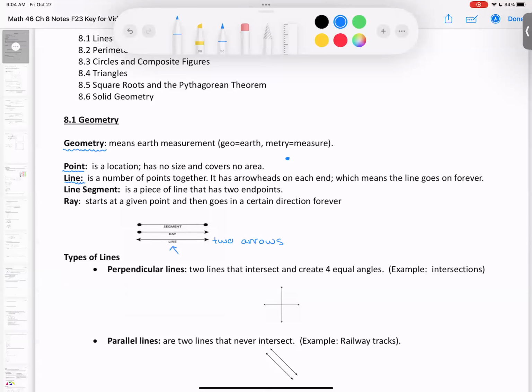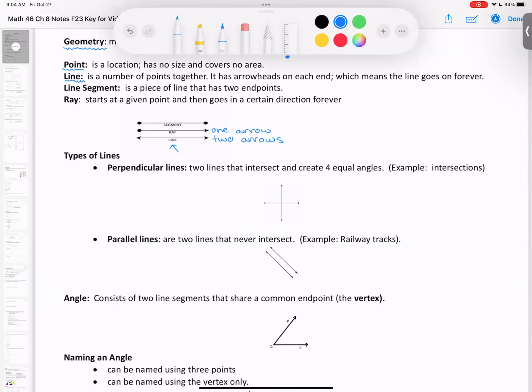A ray has one end. So this is a ray here. We have a point on one side, like an endpoint, and then we've got an arrow on the other. So it's going off to the right forever. And a line segment is a chunk of a line that has two endpoints. So no arrows on that.